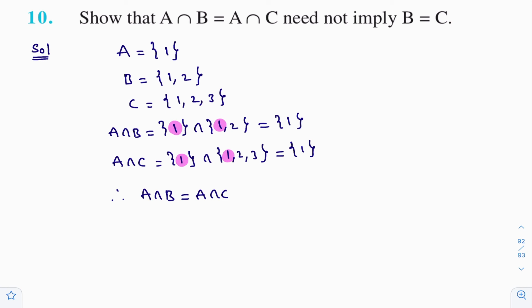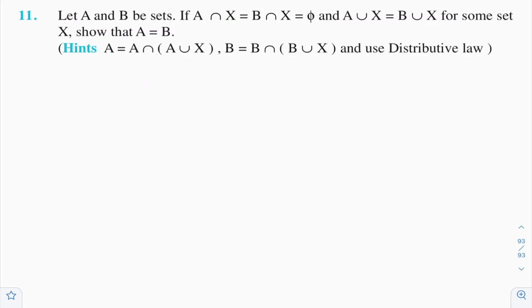Therefore A intersection B equal to A intersection C need not imply B equal to C. I hope you understand this. You observe this 11th question. What they are asking: A and B are two sets. They given that A and B are two sets. And if A intersection X equal to B intersection X and both are equal to empty set, and A union X equal to B union X for some set X, show that A equal to B.